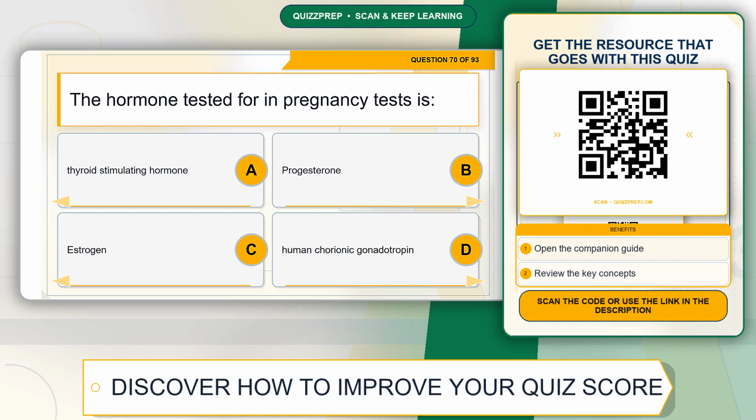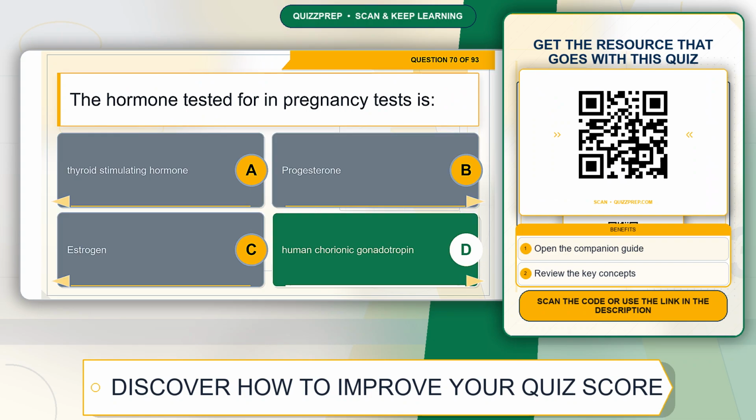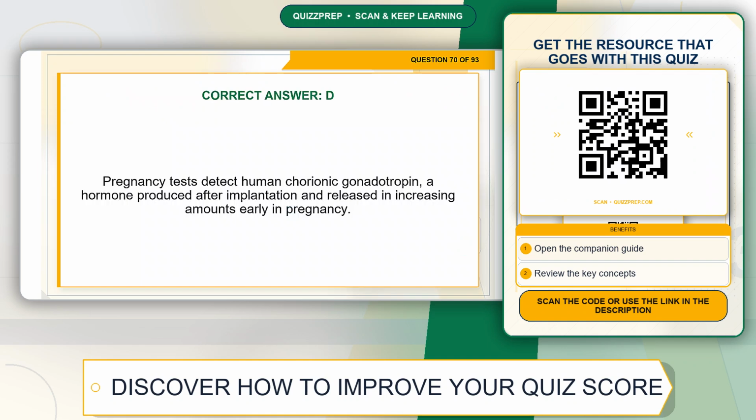Question 70. The hormone tested for in pregnancy tests is: Option A, thyroid stimulating hormone. Option B, progesterone. Option C, estrogen. Option D, human chorionic gonadotropin. The correct answer is option D, human chorionic gonadotropin. Explanation. Pregnancy tests detect human chorionic gonadotropin, a hormone produced after implantation and released in increasing amounts early in pregnancy.